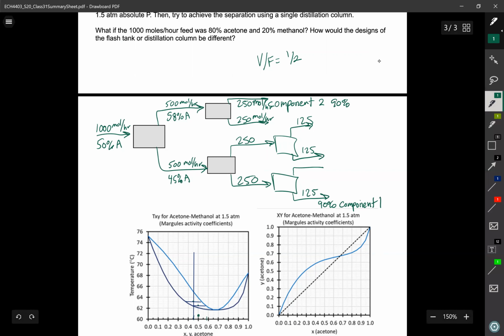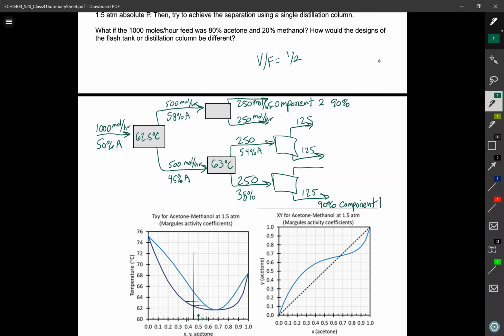I also forgot to say what temperature this is. Let's say 62.5, it looks like. 62.5 degrees C. Down here at the bottom, I've got 63 even, it looks like, maybe a hair above 63. All right, I've got 54% acetone in the top, and I've got 38% acetone in the bottom.